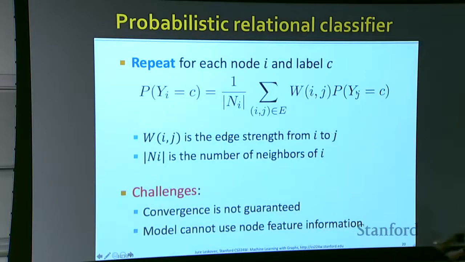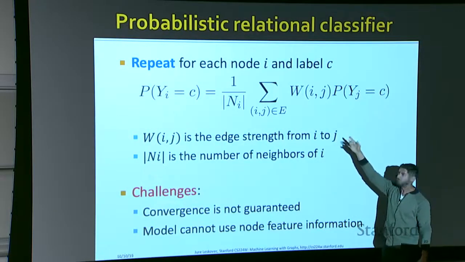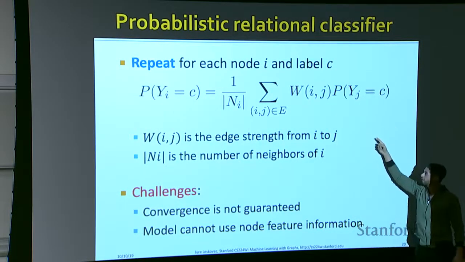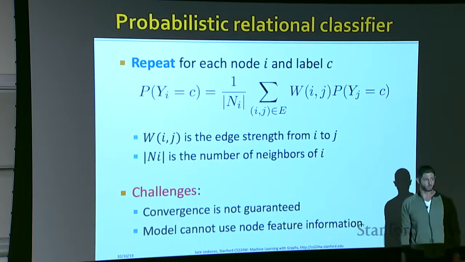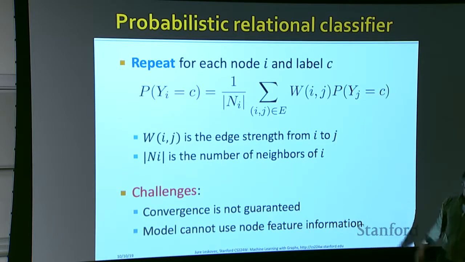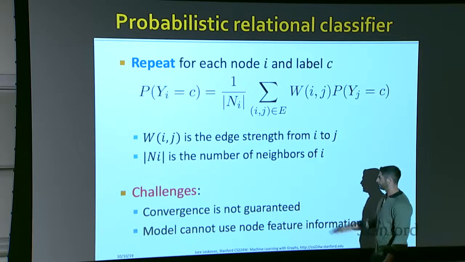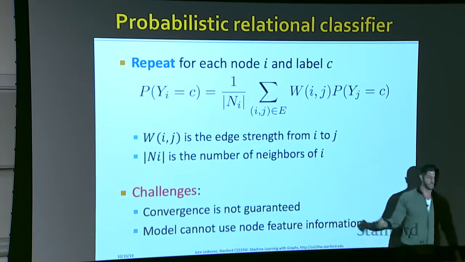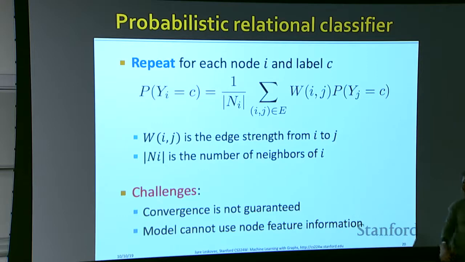So what we do is basically we take a weighted average of the labels of our neighbors, and then we normalize by the number of neighbors of I, okay? And that's our label assignment. Now, the challenges here are the following. The convergence is not guaranteed, so it's an approximate solution, and we don't know if it's going to converge.